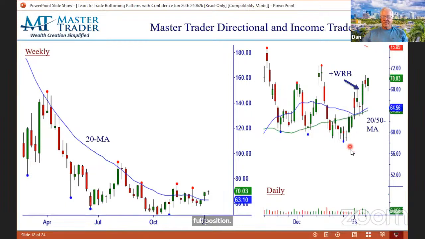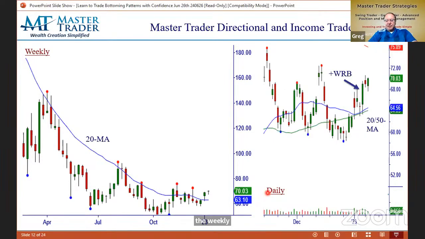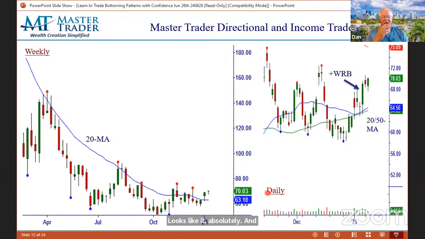Weekly on the left, daily on the right. So using multiple time frames. So is this a bottoming pattern on the weekly? Looks like it, absolutely. And when we do MT lives also on moving average analysis, we talk about the slope. Look at the angle of this collapse. And now it's starting to flatten out.